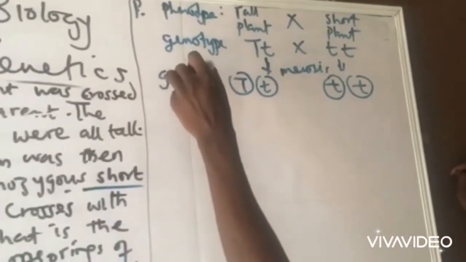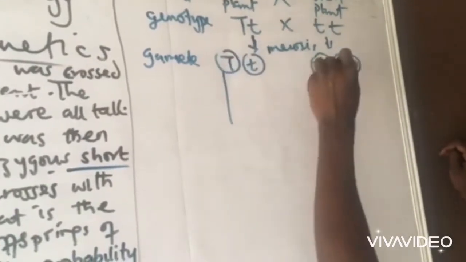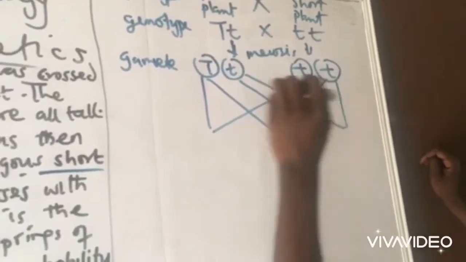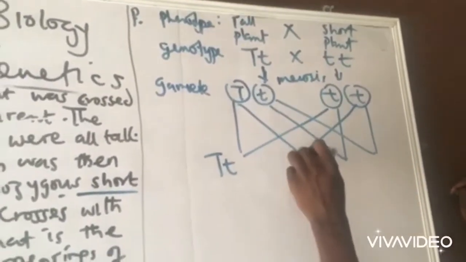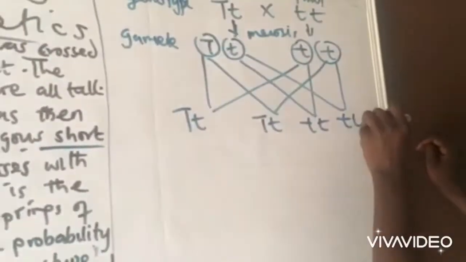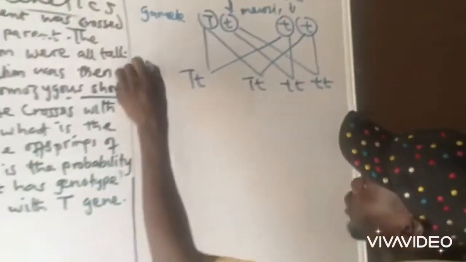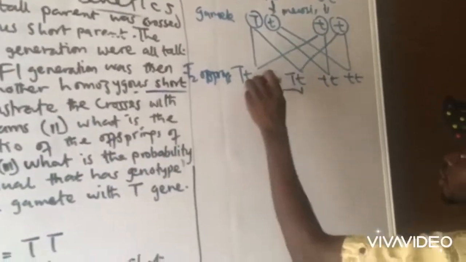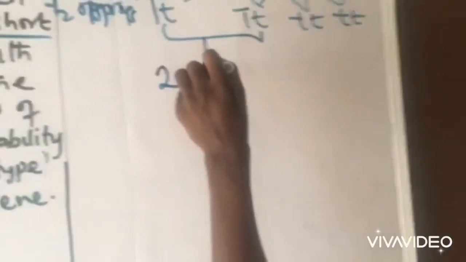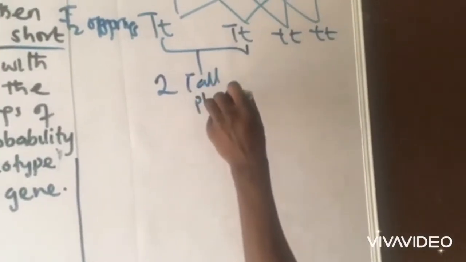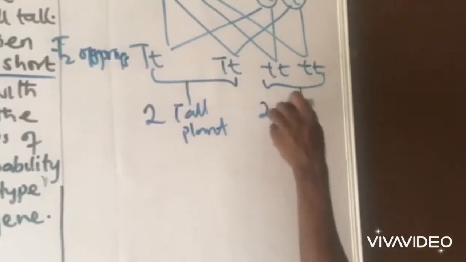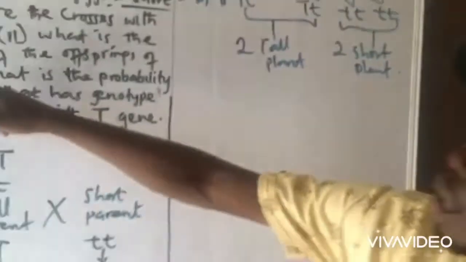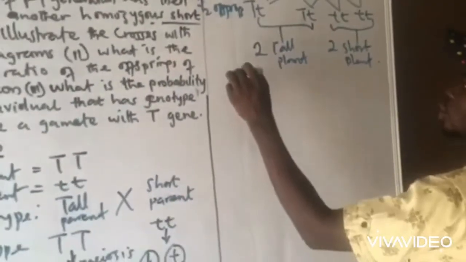So we have fertilization. So the male and the female gamete will fuse together to form the offspring. So from the offspring, we discover that these are F2 offspring. So from this, the result of F2 offspring shows 2 tall plants and 2 short plants. So the phenotypic ratio now is 1:1.